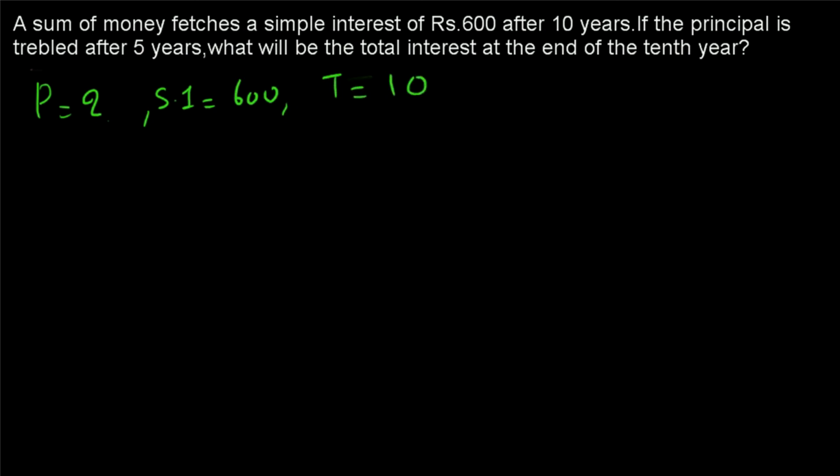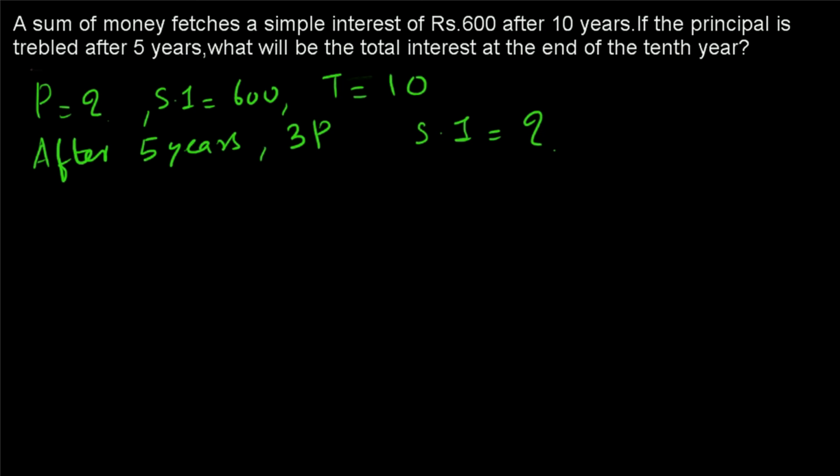So that is the first case. The second case, what is happening? After 5 years, the principal is trebled. That means the new principal will be becoming 3p. Okay, the new principal becomes 3p after 5 years. If that is the case, what is the total interest at the end of the 10th year? Okay, in first case, simple interest is given. And for the second case, we have to find the simple interest. So how to do this question?